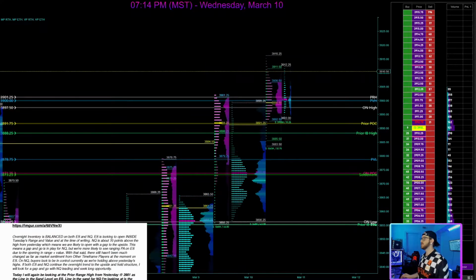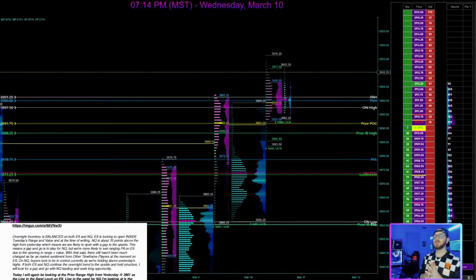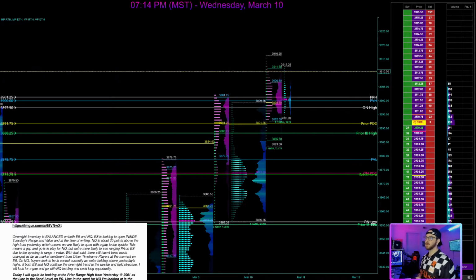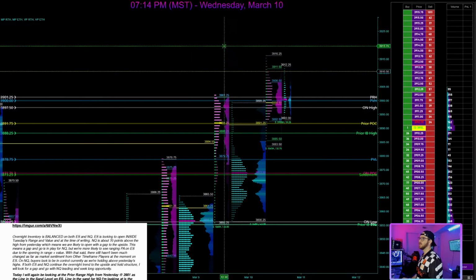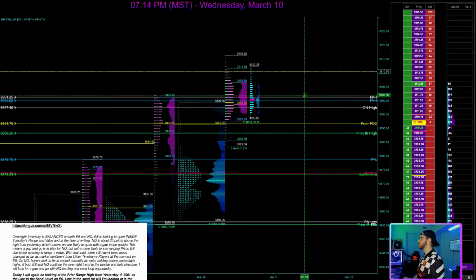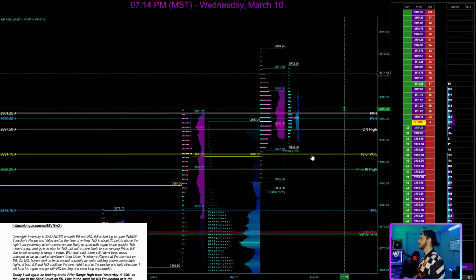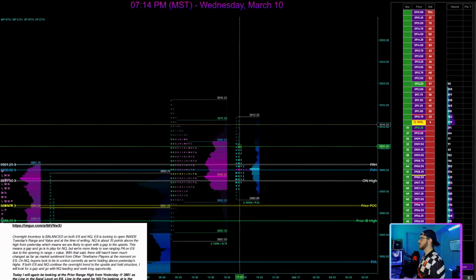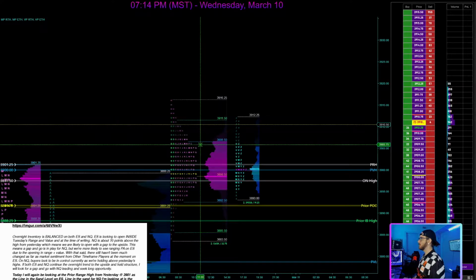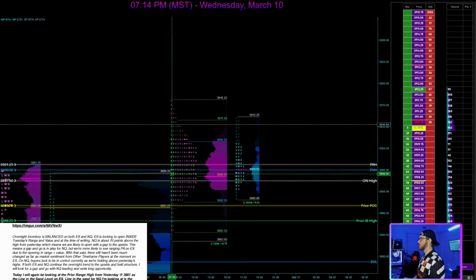All right, so getting into the pre-market analysis. Again, overnight inventory was balanced on both ES and NQ. And ES was looking to open inside of Tuesday's range and value at the time of me writing the trade plan. So you can see here that we did indeed open right around the range from yesterday and the value area. So if we look for O period, we can see O period is actually surprisingly on the point of control.